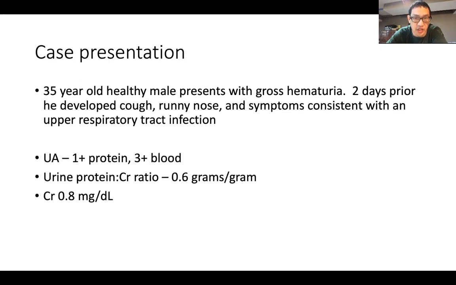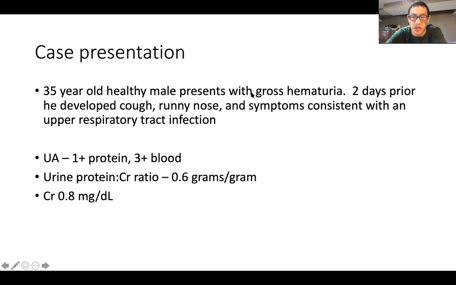This is a case I put in my biopsy slides a few days ago. A relatively young, healthy person with gross hematuria, who 2 days prior developed cough and runny nose, symptoms consistent with a URI. They have 1 plus protein, 3 plus blood, pretty minimal proteinuria, certainly subnephrotic at 0.6 grams per gram, and preserved kidney function. The clue here is the gross hematuria, which is one of the manifestations of IgA nephropathy. Not always, but certainly one you should think about.